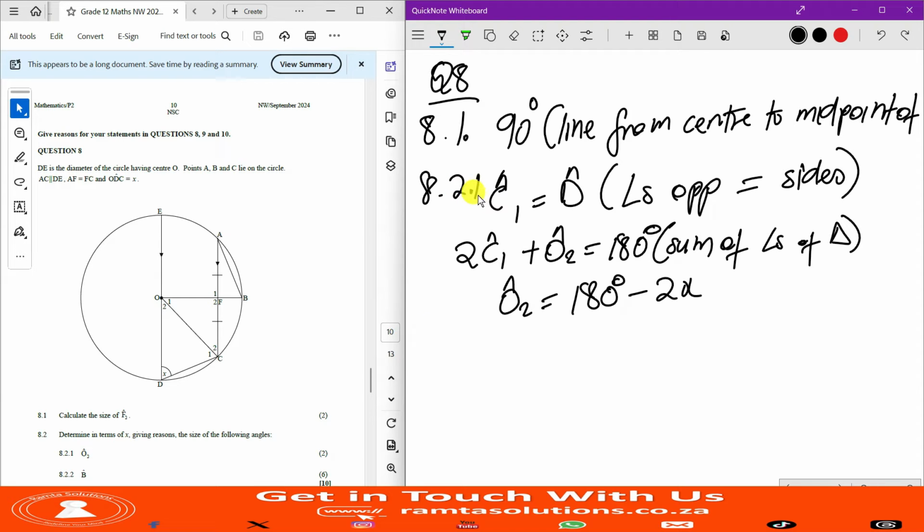This is 8.2.1. Now, 8.2.2, determine in terms of x the value of b. The value of b in terms of x. It will be very interesting. Very, very interesting. Okay, but no worries. We will attempt this question regardless. So let's see what we have here.